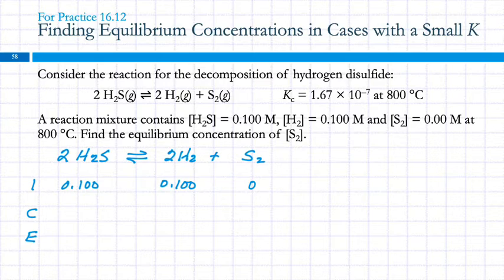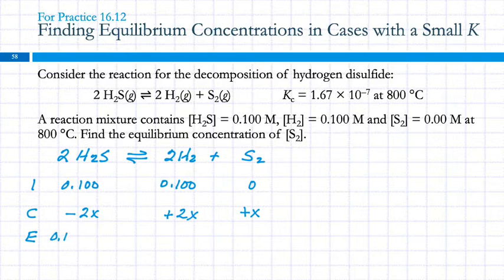So is this reaction going to proceed to the right or to the left? To the right, because S is 0. It can't go to the left because there's no S to react. So the S is going to change by plus X. What's the H2 going to change by? 2X. And how about the H2S? Minus 2X.